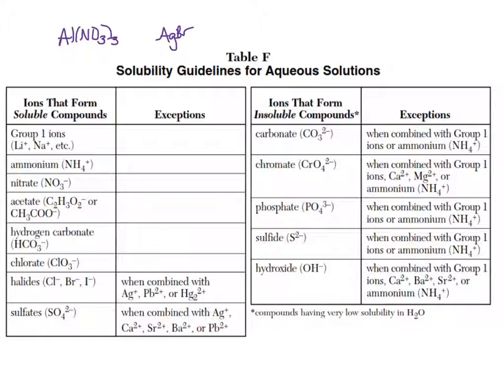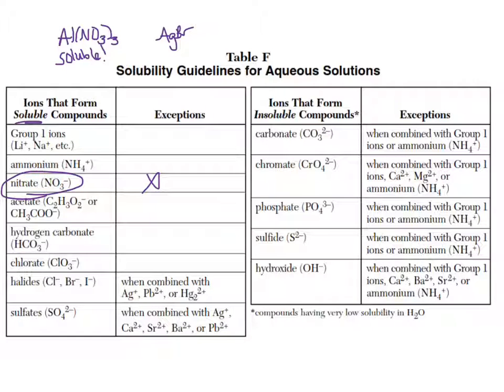AlNO3. If I peruse down, I don't see Al. All right, let's check the second ion. Let's check NO3. Do I see NO3 anywhere? Here's NO3. There are absolutely no exceptions, so that would be a soluble ionic compound.